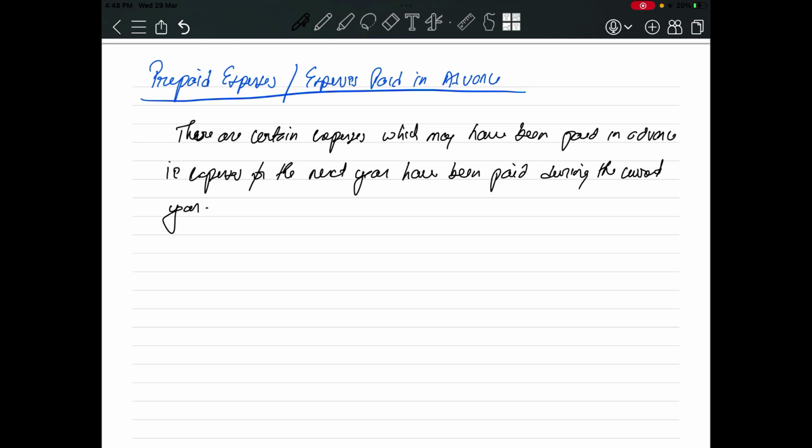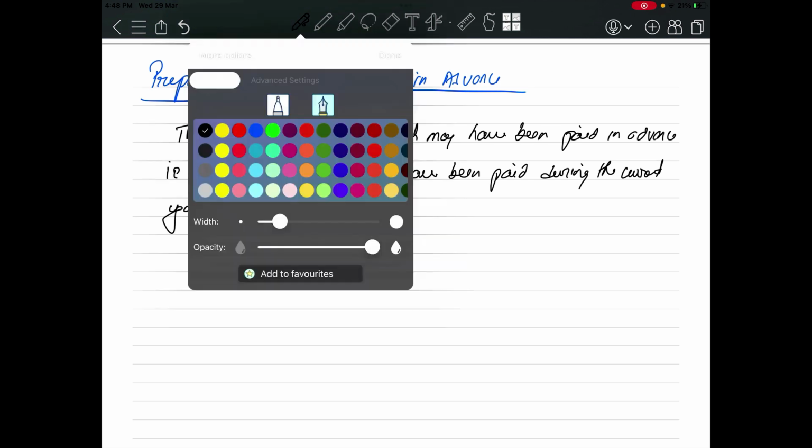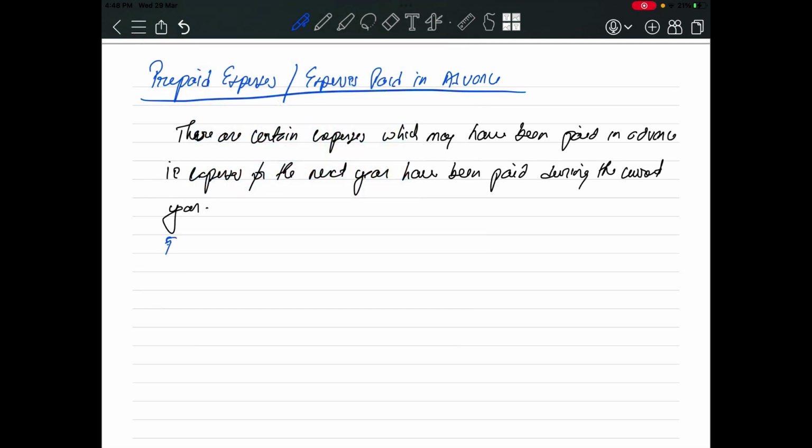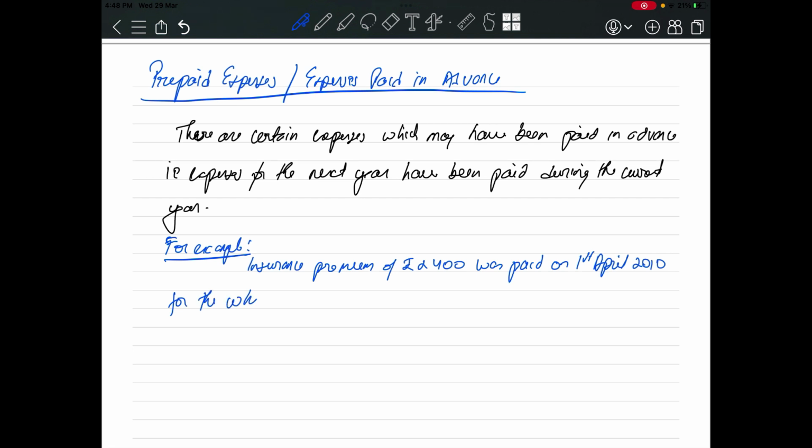Okay, so what is prepaid expenses or expenses paid in advance? There are certain expenses which have been paid in advance, that is, expenses for the next year have been paid during the current year. Let's take an example. For example, insurance premium of rupees 2400 was paid on 1st April 2010 for the whole year.